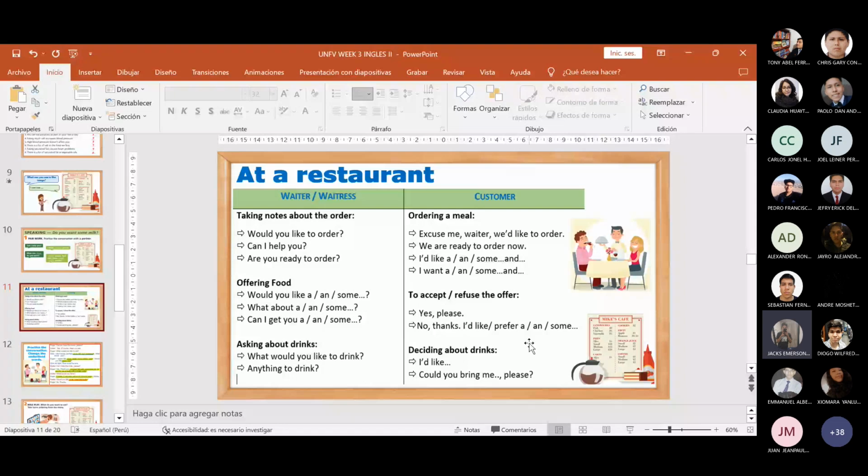Asking about drinks. Cuando pregunto por las bebidas, ¿qué deseas tomar? What would you like to drink? I'd like an orange juice. Anything to drink? Yes. Could you bring me a medium coffee, please? Entonces, hay tantas oportunidades para el waiter o waitress como para el customer, para pedir, para ordenar.